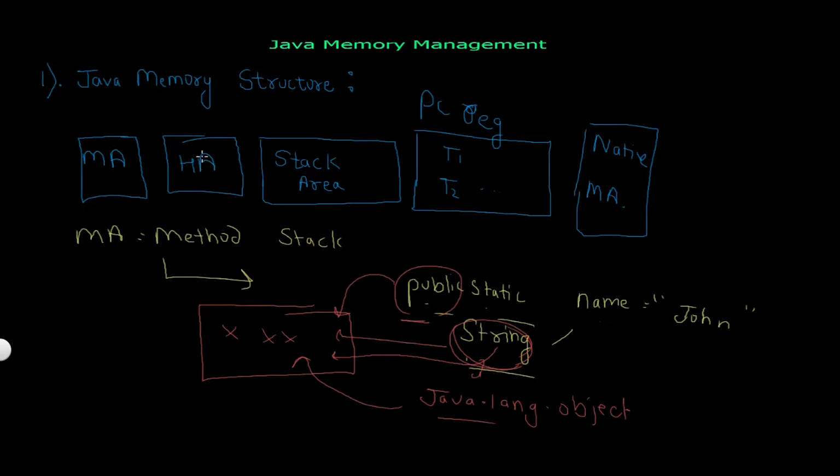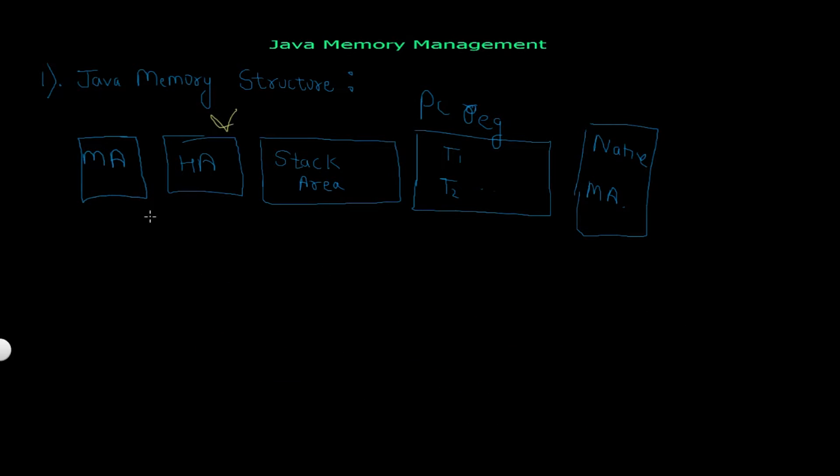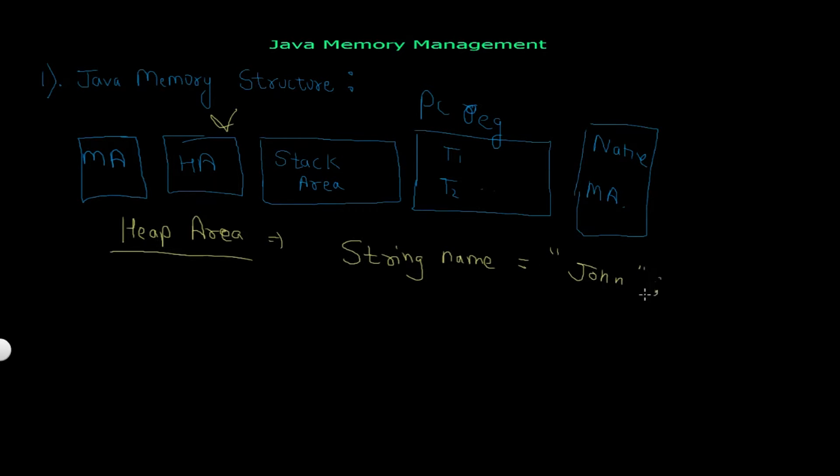All right, so let us move on to heap memory, which is known as heap area. Next comes the heap area. What does it do, why is it there, and what does it exactly store? Whenever JVM, which is Java Virtual Machine, starts up, this heap area gets created. What it stores is the actual object. So whenever you write, for example, string name is equal to John, let's just say you write this sentence in your Java program.